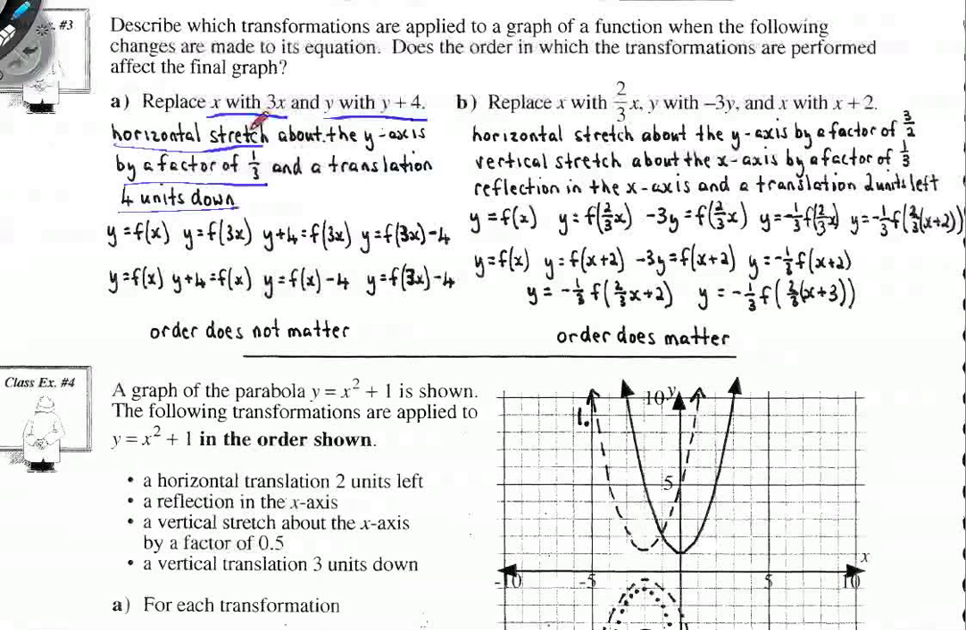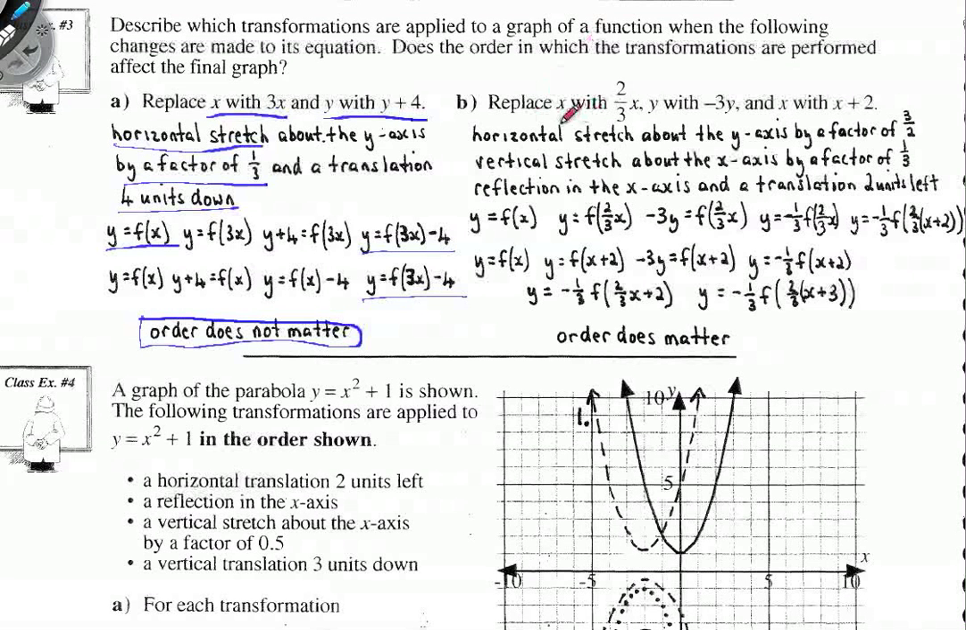And looking at the replacements, starting with this equation here, you see that x has been changed to 3x, y has been changed to y plus 4. Solving for y, you bring the 4 over and you get this equation. We can also do it in a different way, where we replace y with y plus 4 and bring the 4 over. That gives you this, and then put in the 3x for y. And again, the equations end up being the same, so order here, in this case, does not matter.